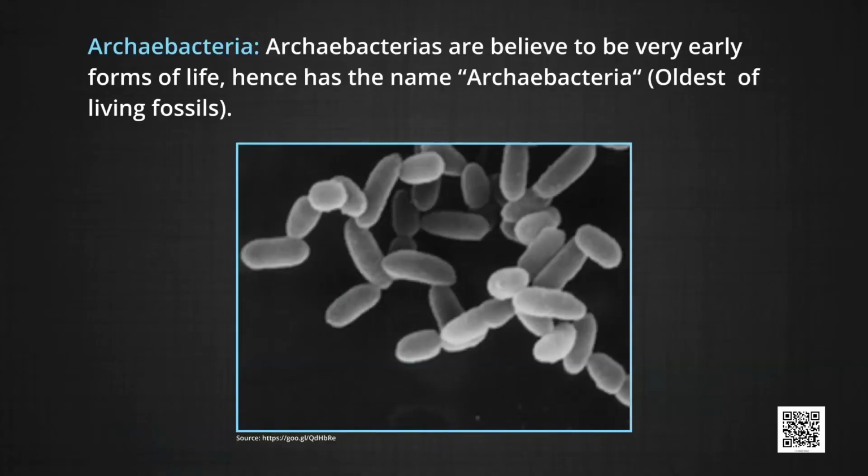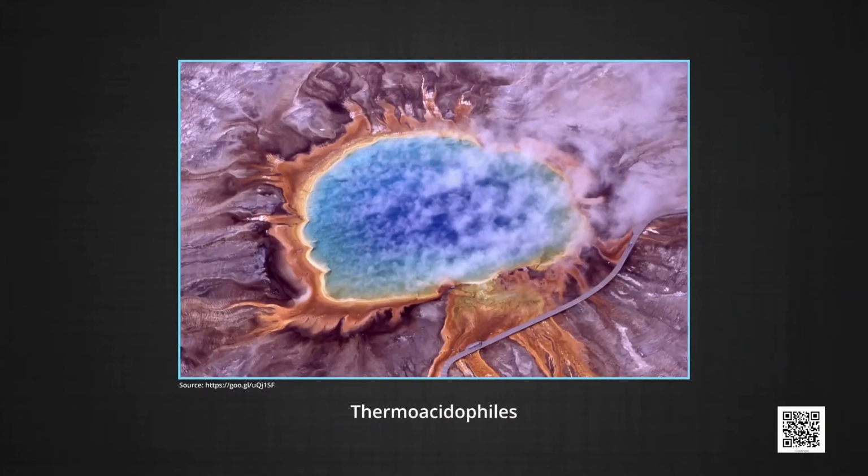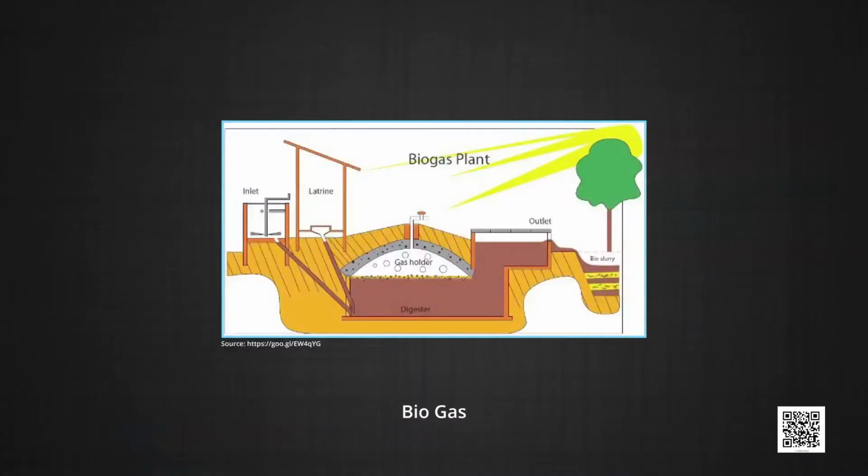Archaebacteria. Archaebacteria are believed to be very early forms of life, hence the name Archaebacteria, meaning oldest of living fossils. Due to the absence of peptidoglycan in their cell wall, and because they can live in extreme conditions of environment, they can be grouped together under the following categories. Halophiles, meaning salty areas; thermoacidophiles, hot springs; methanogens, marshy areas.